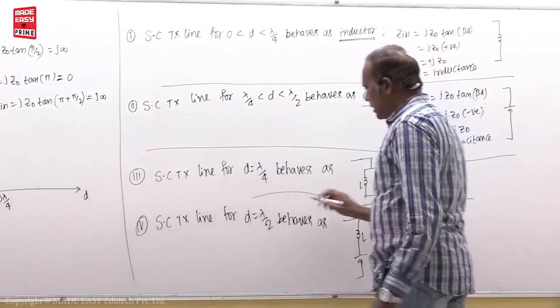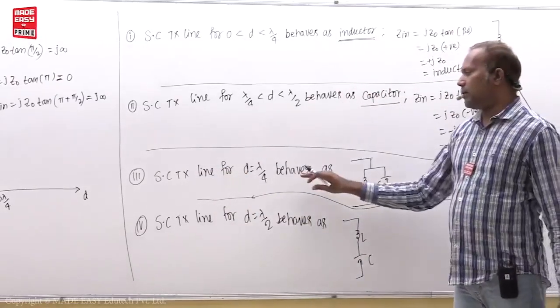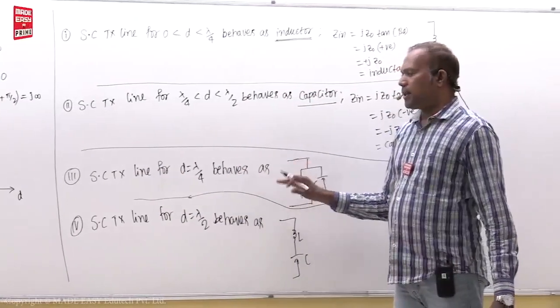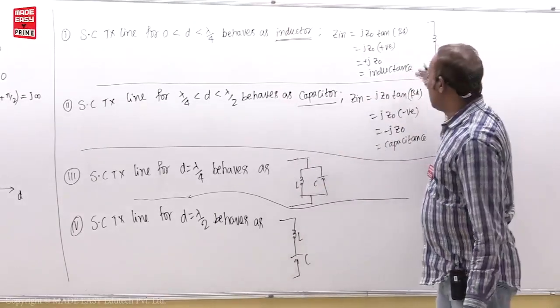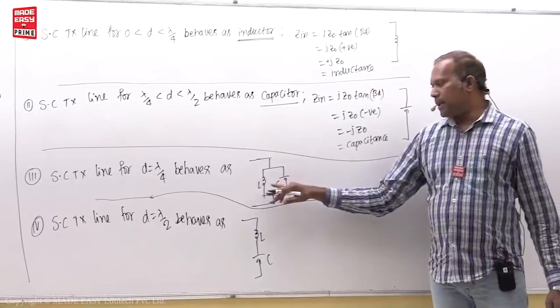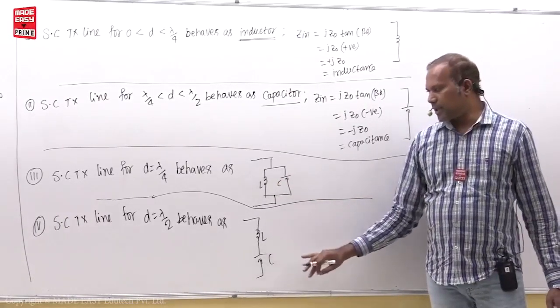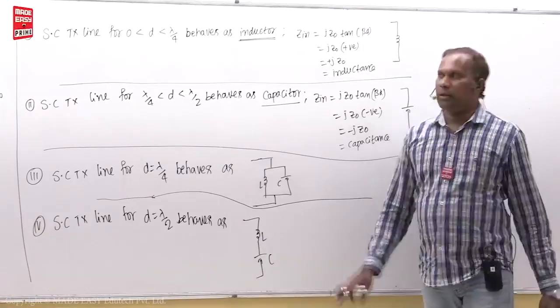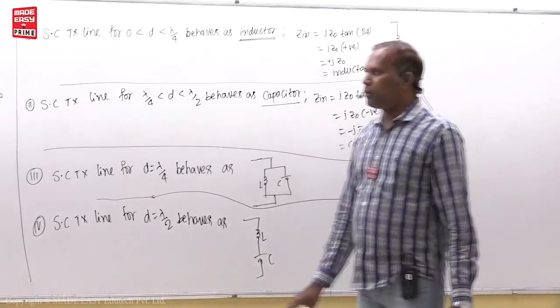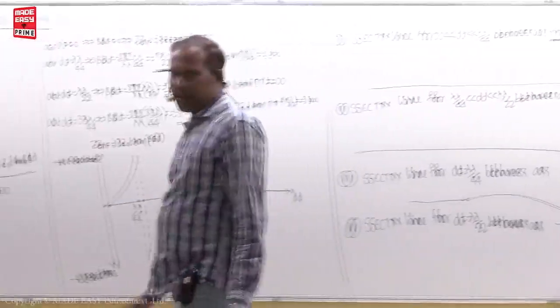Actually, the question itself they will ask: short circuit transmission line for d is equal to lambda by 4 behaves as option A, inductance, option B, capacitance, option C, parallel combination of inductance and capacitance, option D, series combination of. Then the answer is this one. So these are 4 questions actually you have to understand and remember them. Okay.